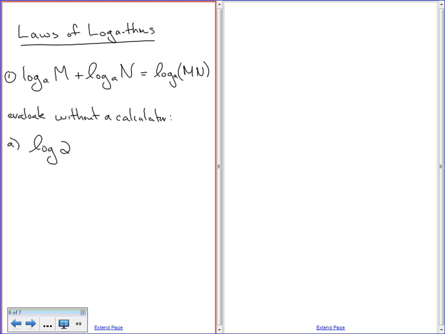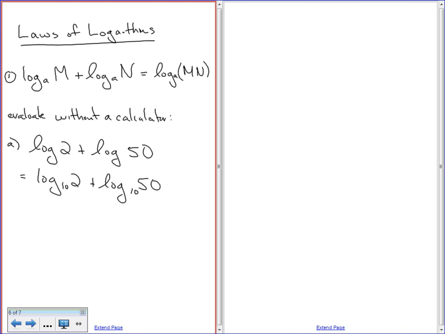The log of 2 added to the log of 3. So remember, the log of 2 is just a quicker way of writing down the log of 2 to the base 10. Remember, whenever there's no base written, it's understood to be a 10, not a 1. That's a common mistake people make all the time.